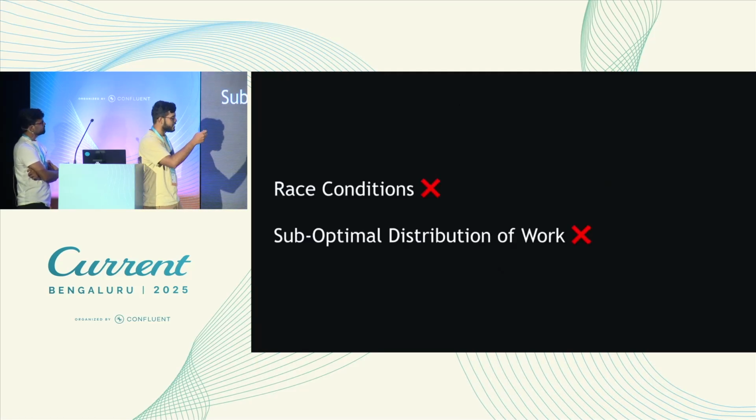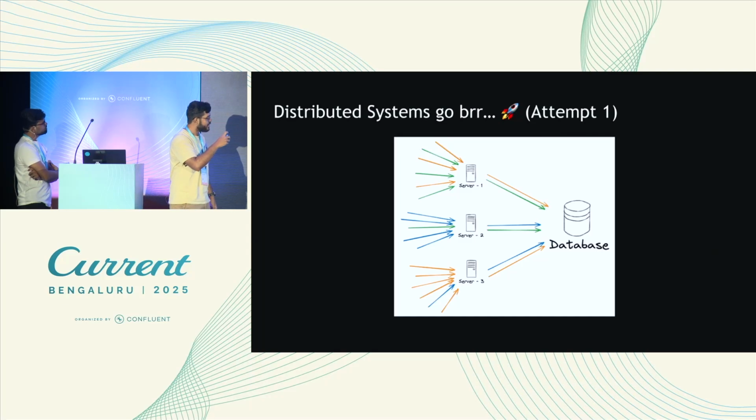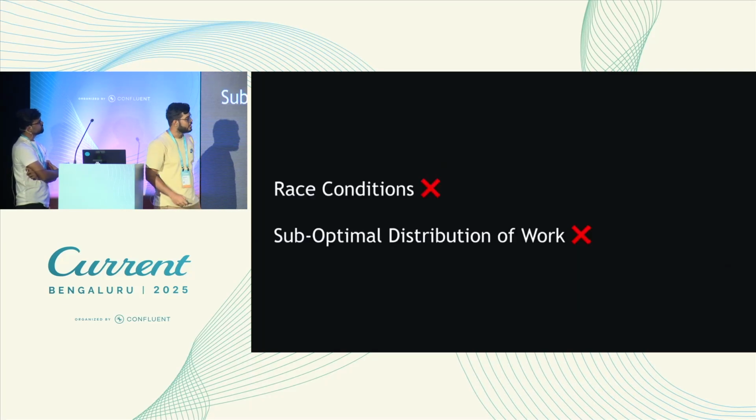So the race condition. The second thing is, even if you look at it, let's say the blue is coming both to server 2 and server 3. It's not an optimal distribution. You'd probably want to reach somewhere which is much better.